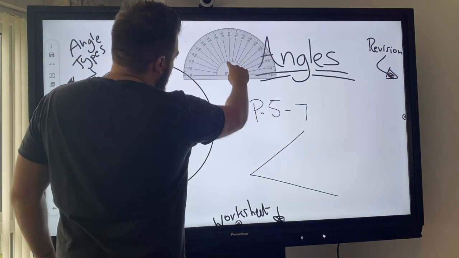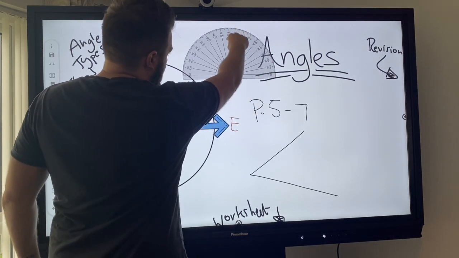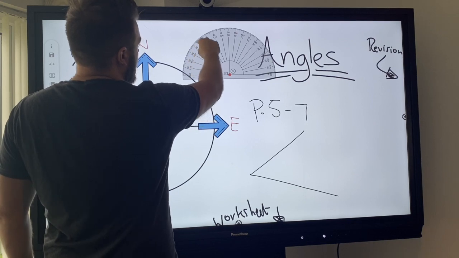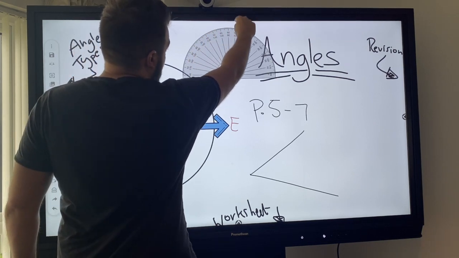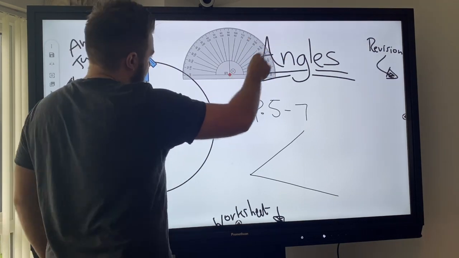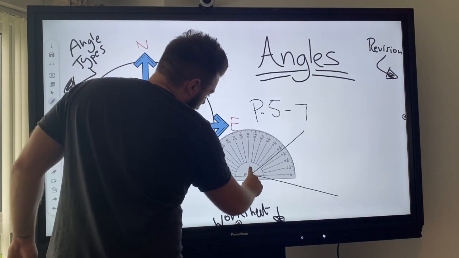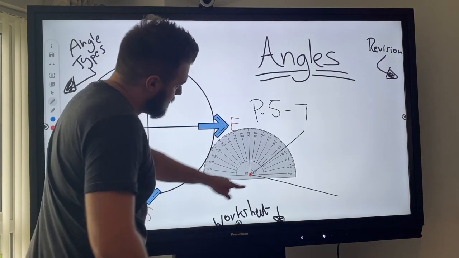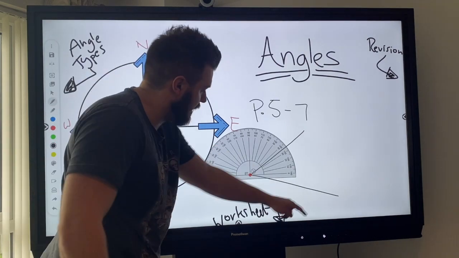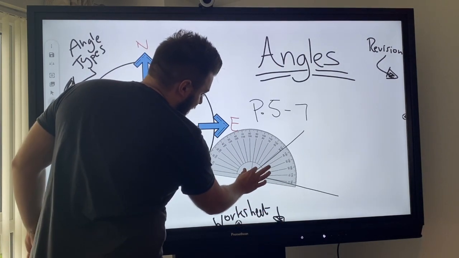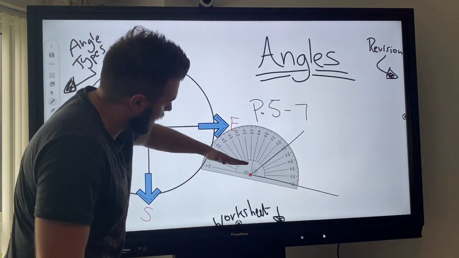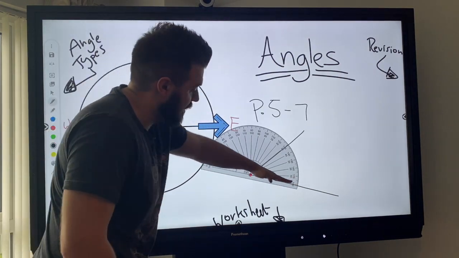Now notice we've got a line at the bottom and an intersecting line here, and all these little lines pointing up. And this is 0, 10, 20, 30, 40, 50, 60, 70, 80, 90, 100, 110, 120, 130, 140, 150, 160, 170, 180. Okay? So we're going to pop it just here. The problem is, as you can see, we need to match up the straight line here with one of the lines here. We're going to choose this one here. So we have to turn it slightly until, hopefully you can see that, this line is in line with the line on the protractor.